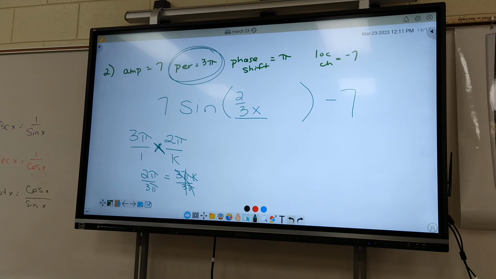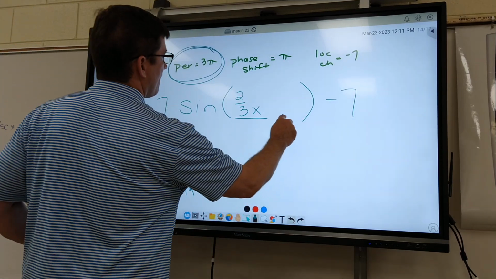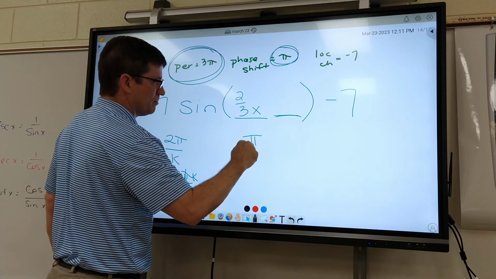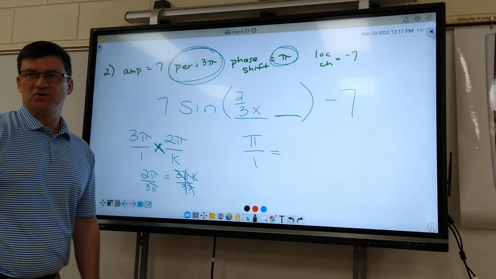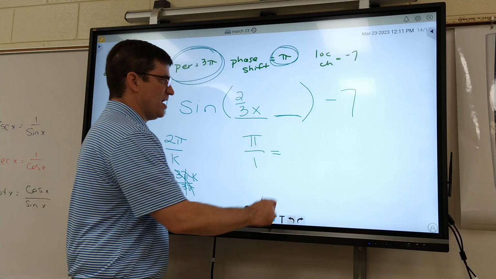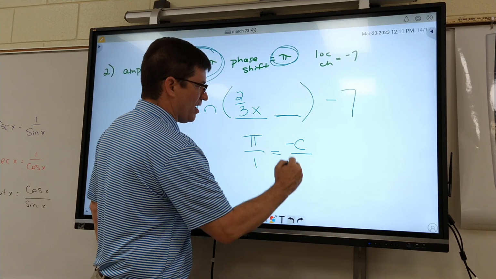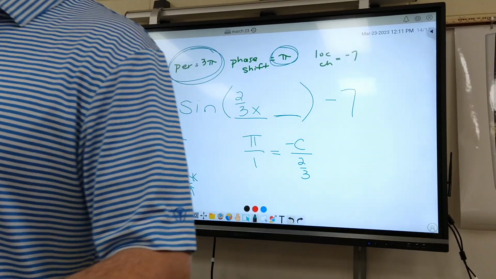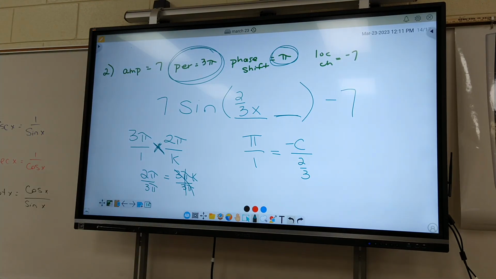Okay, what did we bring down to find the second spot right here? The phase shift. So I'll bring down pi over 1. What do I set it equal to? If you're using the number for phase shift, you got to use the formula for phase shift. So that's negative c over k. So I'm going to write down negative c over 2/3. Remember, you found out that k equals 2/3 from the first part. We got to use it on the second part. Okay, y'all cross multiply and divide. Let's see what you get.